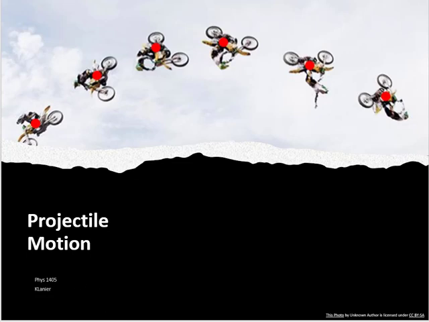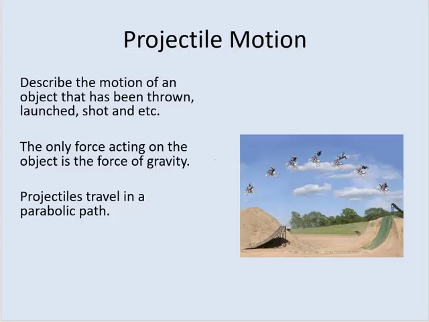All right, so let's talk a little bit about projectile motion. Projectile motion is the motion of an object that's been thrown or launched or shot. So anytime something's going through the air and it has no other forces acting on it besides gravity, it's a projectile. And these objects move in a parabolic path, so that's that curved path.